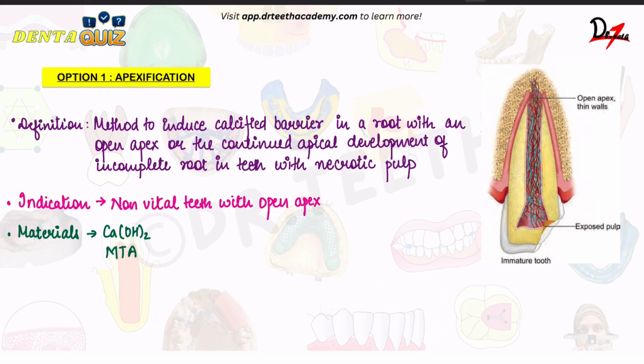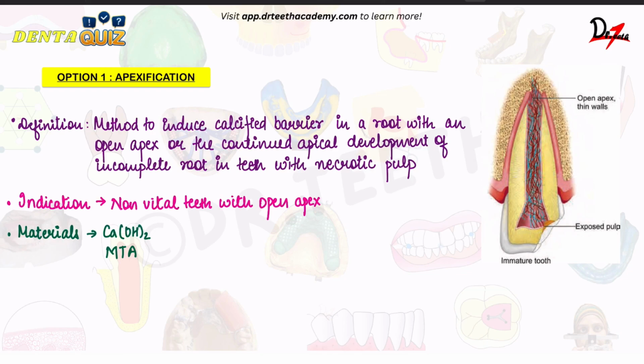So in a way, there have to be two sittings. The patient first comes and we put in the calcium hydroxide. Then we have to wait for around 2 months for this calcific bridge to form. Then we again re-enter and a permanent restoration is done in the tooth. So it's kind of a long process, right?